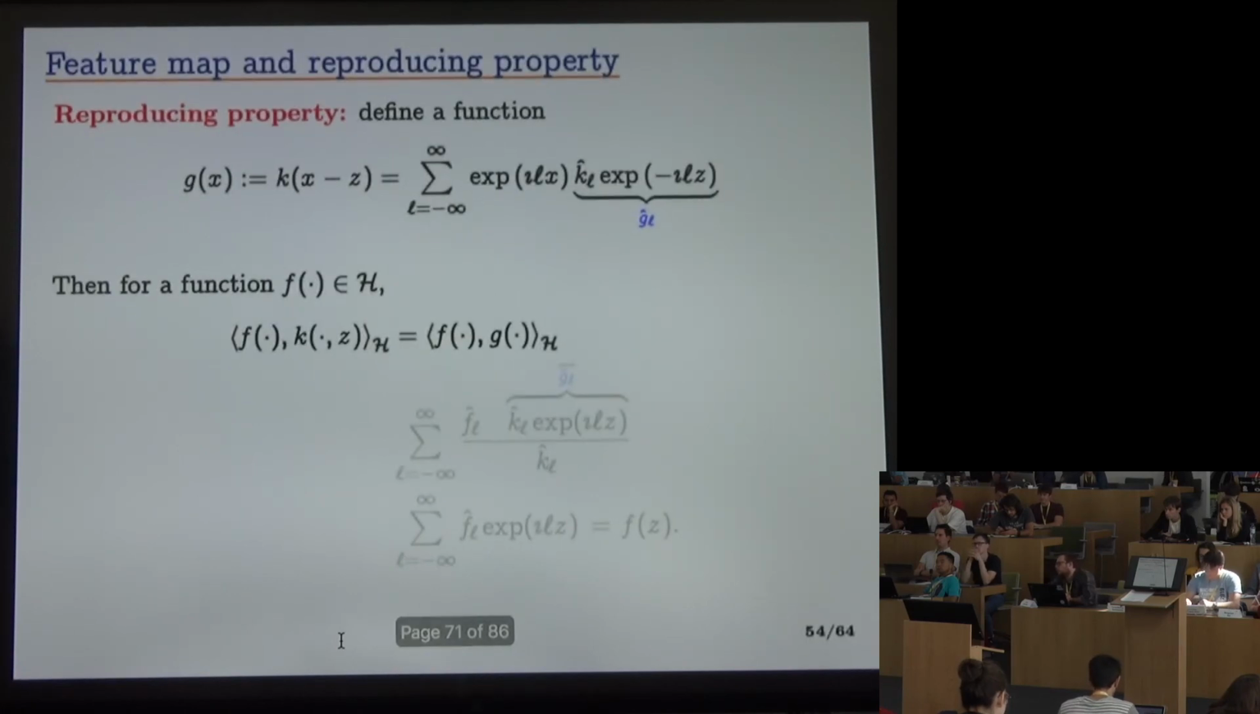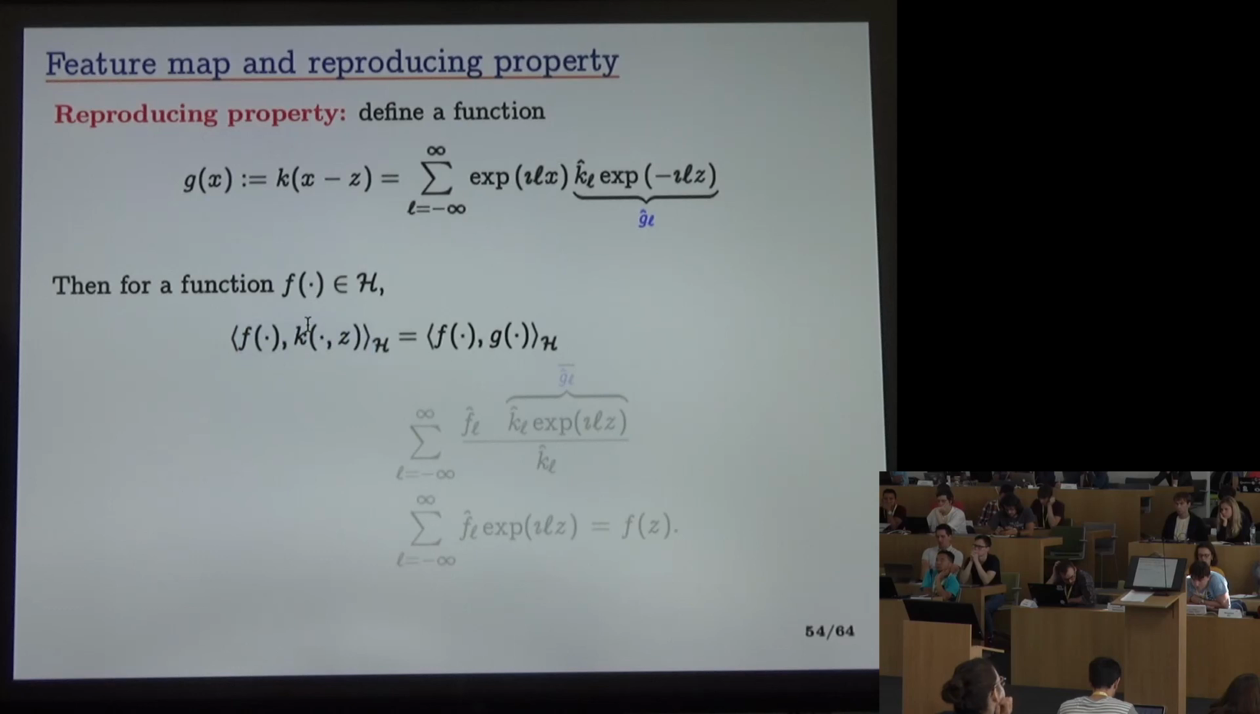Okay, so let's first of all show this property here. This is the property that the dot product between f, coefficients f, and k of dot, z in this case, which is features of z, is equal to f of z. All right, I need to show this property. This is the reproducing property. If I can show this property, then that dot product that I've kind of arbitrarily defined is a valid dot product for a reproducing kernel Hilbert space.